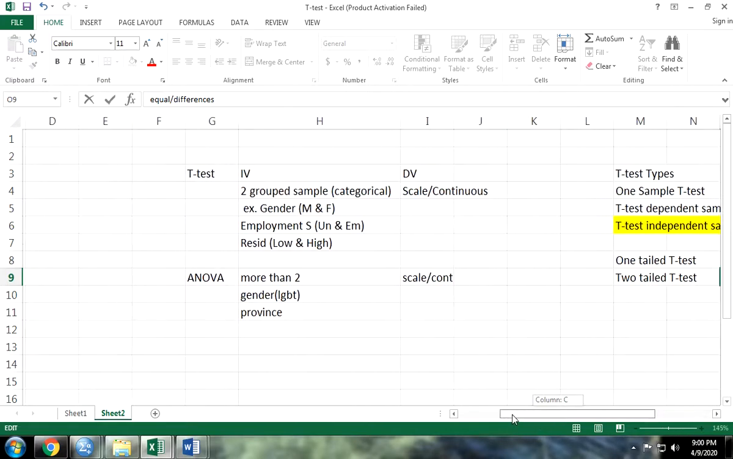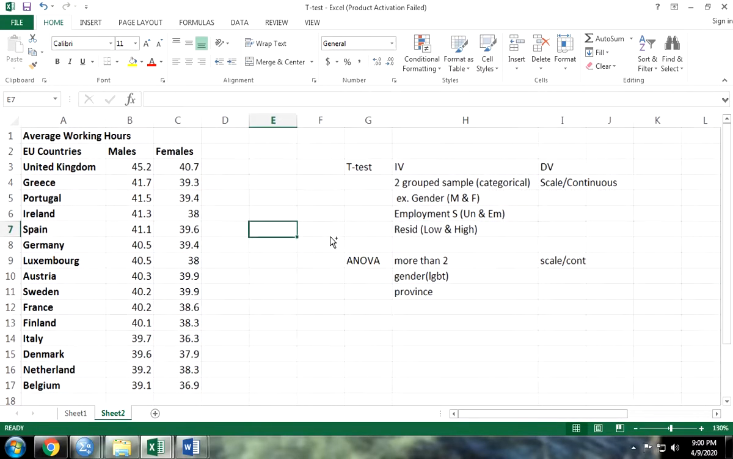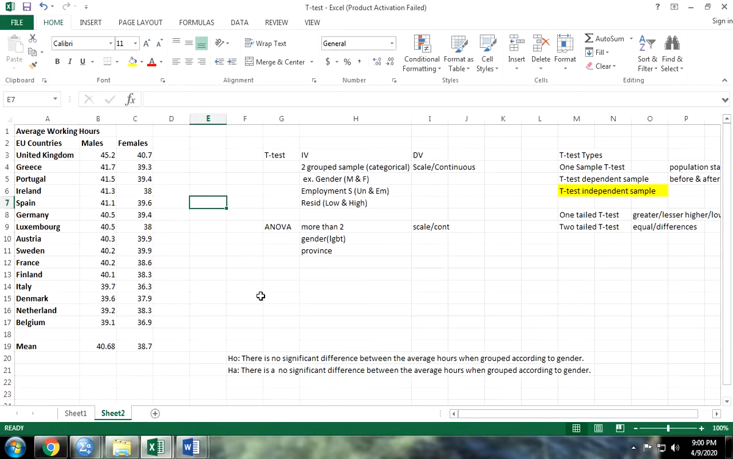So, ano pa ba? Okay. Now, before going dito sa data natin, always remember, we must check yung data muna natin. Ayusin natin yung data natin. Basta ganyan yan. Okay.